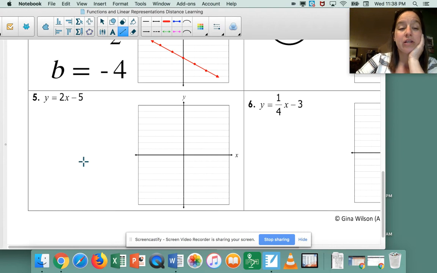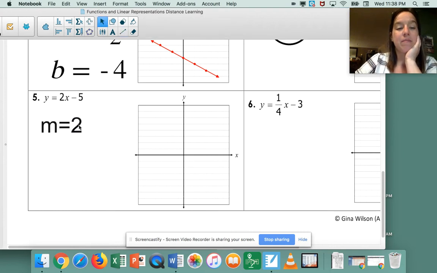So if I'm looking at number 5, I wanted to look at number 5 because if I think about this, my slope is actually 2 and my b is -5.